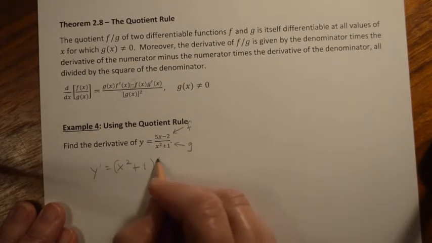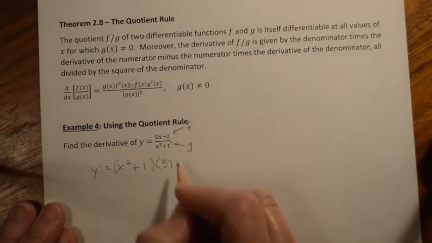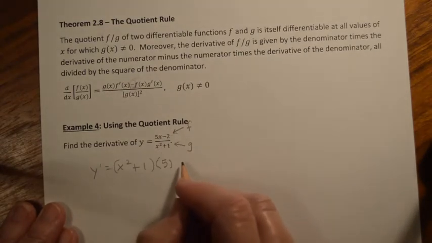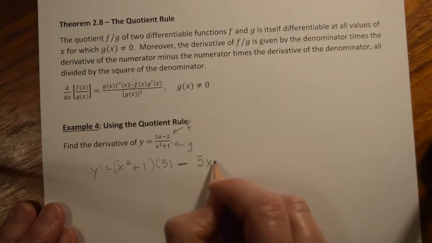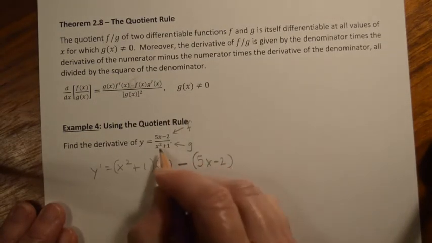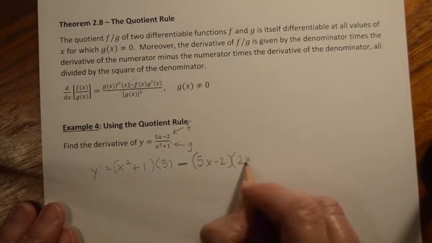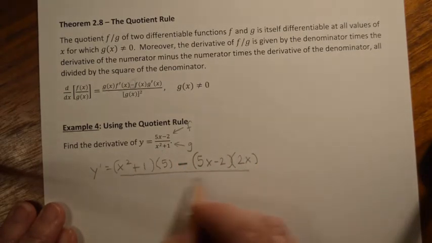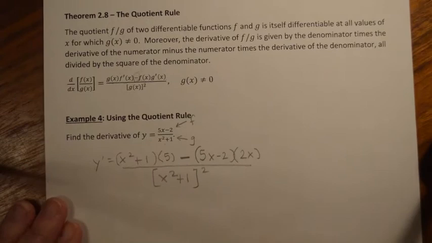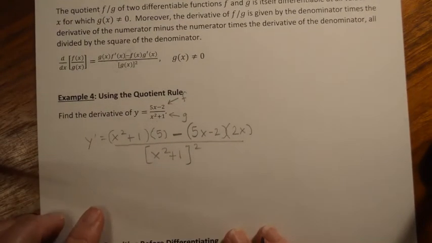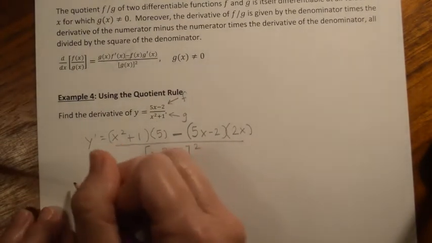The derivative of the top is just 5. Again, constants have a derivative of 0, so we don't put anything there. Minus, all right, don't forget that, the top times the derivative of the bottom, 2x, all over the bottom squared. All right, that's the end of the calculus. You've done all the calculus work now. The rest of it is just algebra.